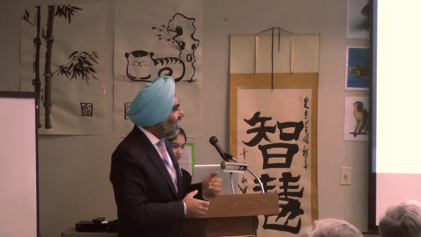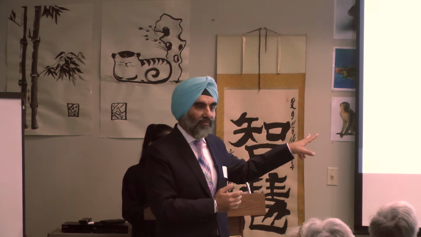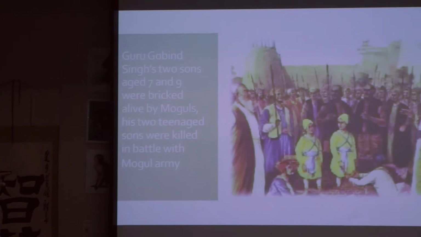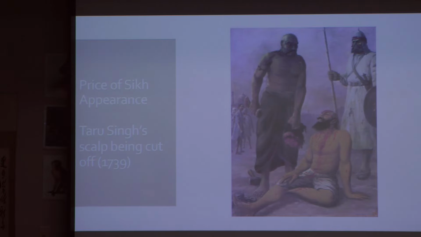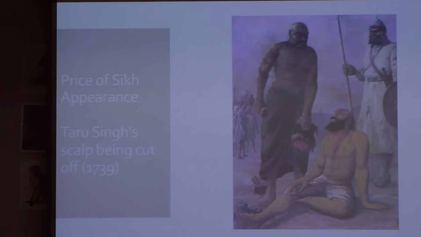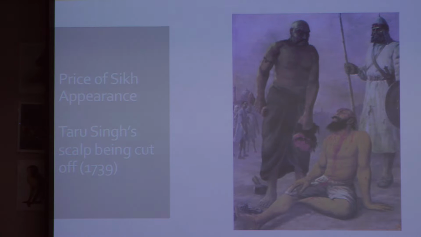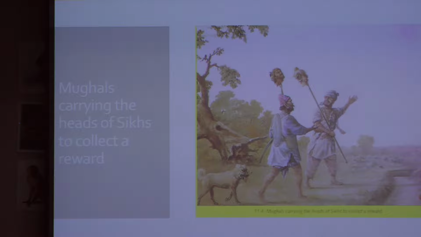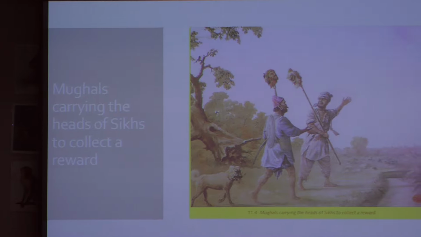Next one. So what happened? He paid a very heavy price. The Guru's 2 kids were bricked alive by the king of Sarhind at that time. They were probably the youngest people who were forced to convert, but they refused to convert, and they were bricked alive. That place still exists, very close to my hometown. The next one. The Mughals put a price on it: if you find a Sikh with hair, the Sikhs have to pay a very heavy price for their appearance. Next one. This is a painting showing that if you bring a Sikh head, you will get money. This is how they wanted to totally remove their existence.